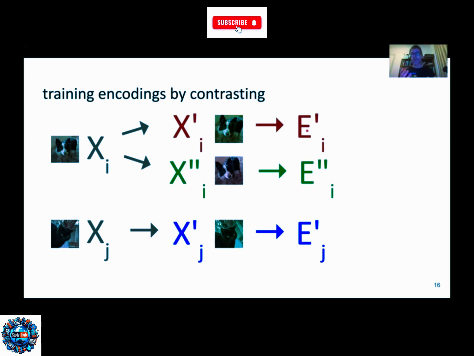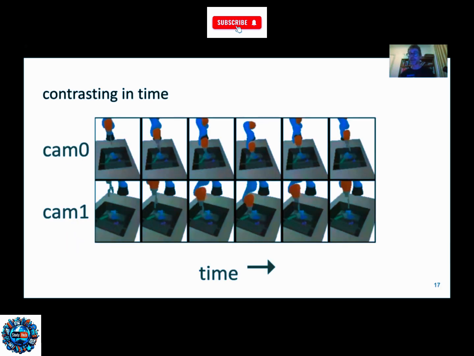But where the contrastive learning gets really interesting around representations is when you use much more novel ideas about what is similar and what isn't similar. My favorite example came from robotics. This is the first example I saw of this idea of contrastive learning.